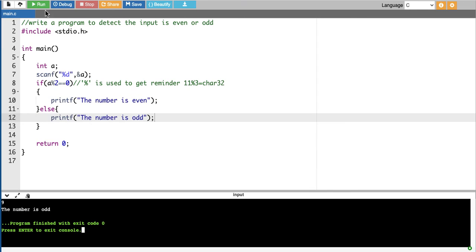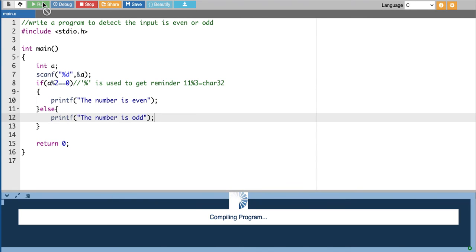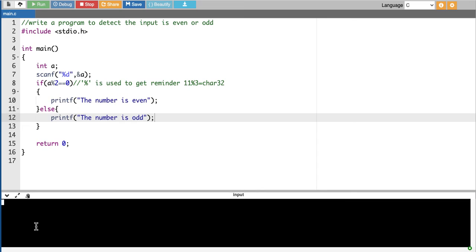So I am just running it again to give one even number, like I am giving 48, which is an even number. When I am entering 48, it should give the number is even. So it outputs that the number is even. Okay, so this is just a simple program.